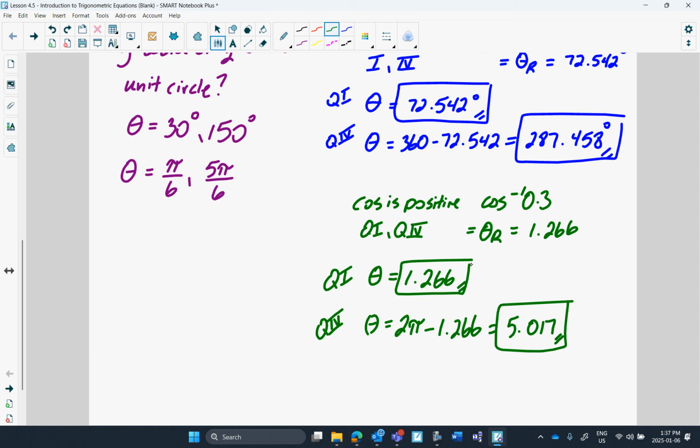Like I said, we're going to focus mostly on radians. And these mean the same thing, they're just different. Like a 72-degree angle is about 1.3 radians. A 287.5 degree angle is about 5 radians.